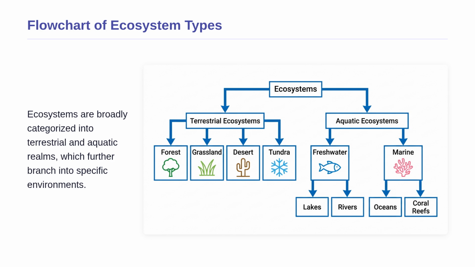On the right, the aquatic branch splits based on salt content into freshwater systems, like lakes and rivers, and marine systems, like oceans and coral reefs. This flowchart beautifully summarizes the incredible diversity of life's habitats on our planet.